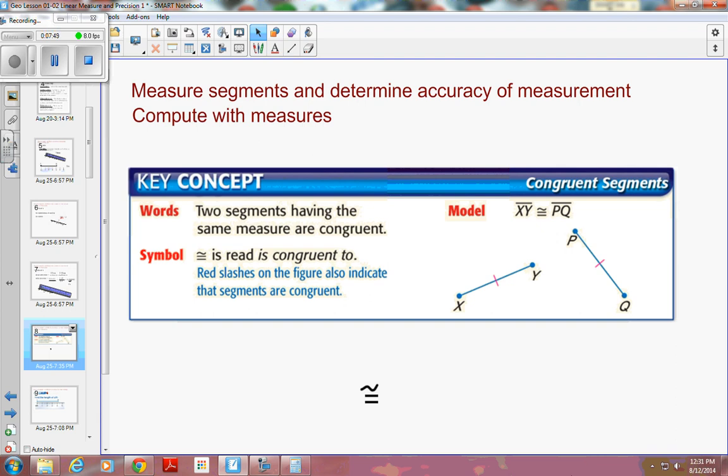And it means the distance from x to y is the same distance from p to q. They are congruent, they are the same length. The little red dash here, you're also going to be seeing those all year long. The little red dashes mean the same length or congruent. So anytime you see a dash on two segments, you know they are the same length.